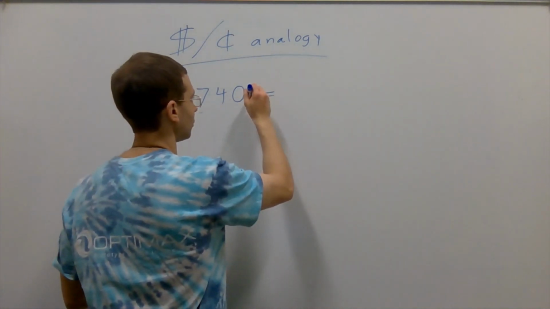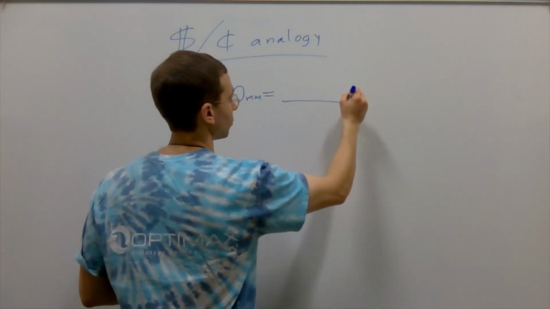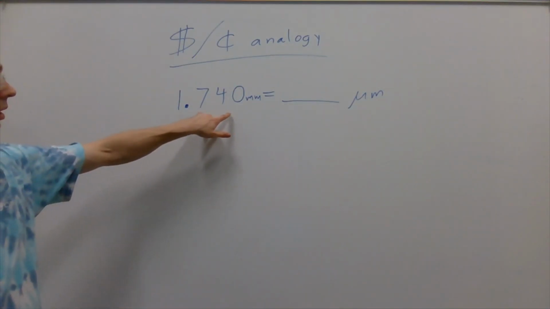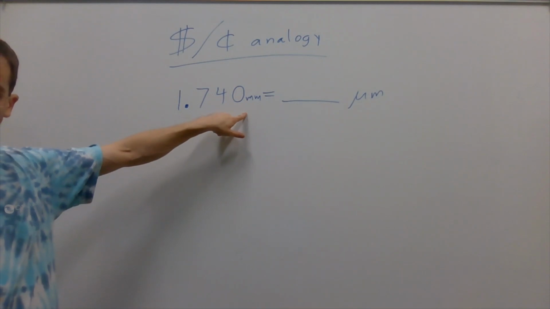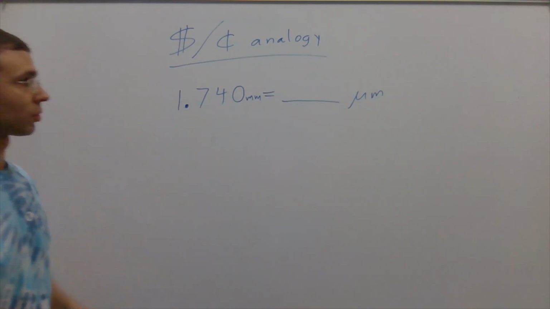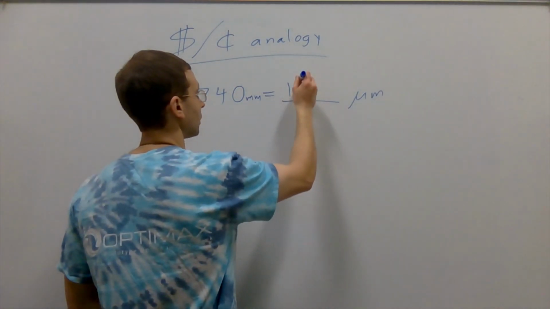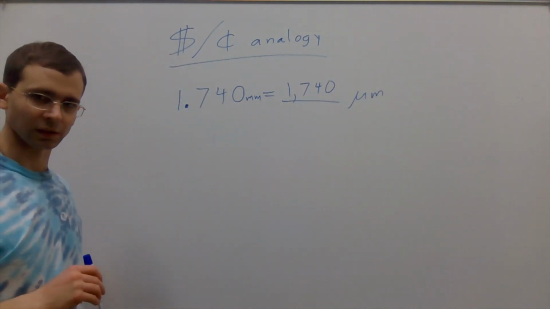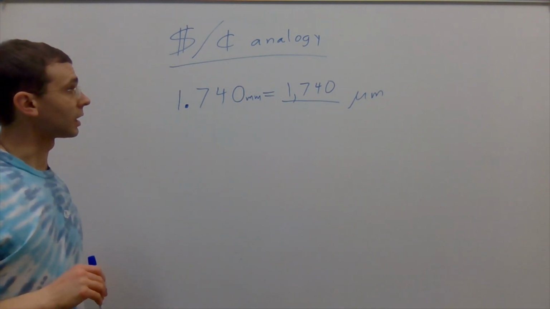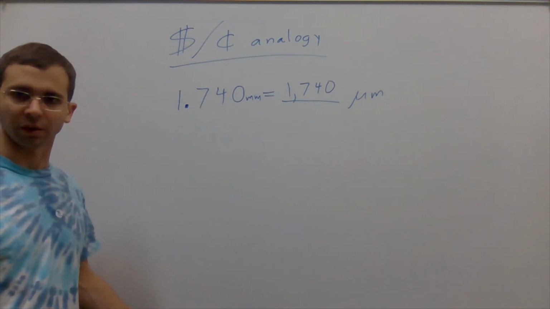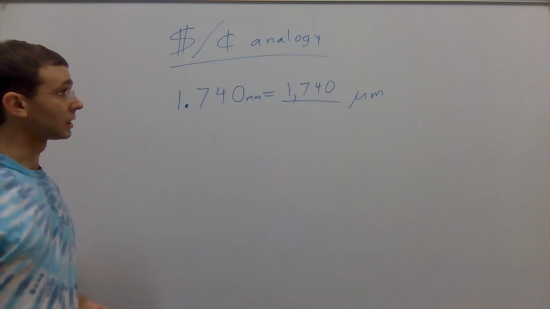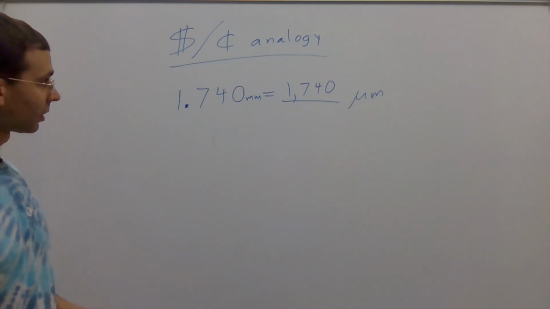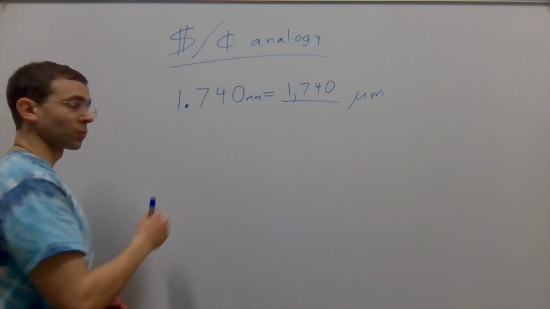So if we want to convert this to microns, we can see right off the bat that this 740 is in microns, and we have just one place beyond it, so 1,740 microns, dollars and cents, if you will. Okay, so it was not terribly different from, say, if I had $1.74. How many cents are there? Oh, 174. All right.